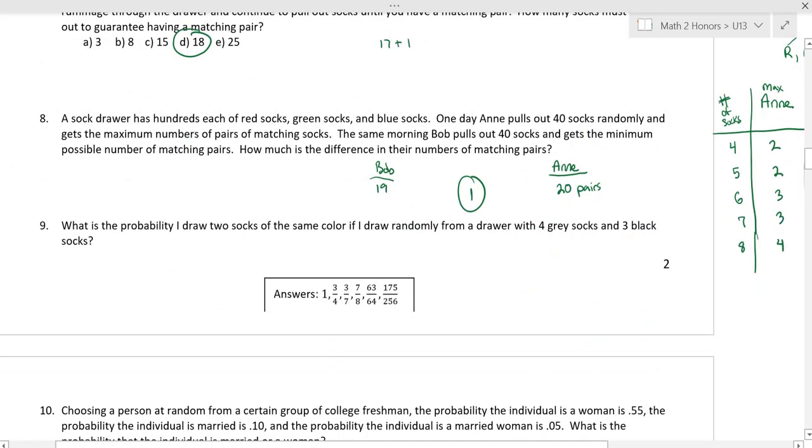Number 9. What is the probability I draw 2 socks of the same color if I draw randomly from a drawer with 4 gray socks and 3 black socks? So we've got same color, so it's either going to be gray, gray, or black, black. It's the probability of gray, gray, plus the probability of black, black. All right, so first one, gray, gray, you get 4 out of 7, and then 3 out of 6. Black, black is going to be 3 out of 7, and 2 out of 6.